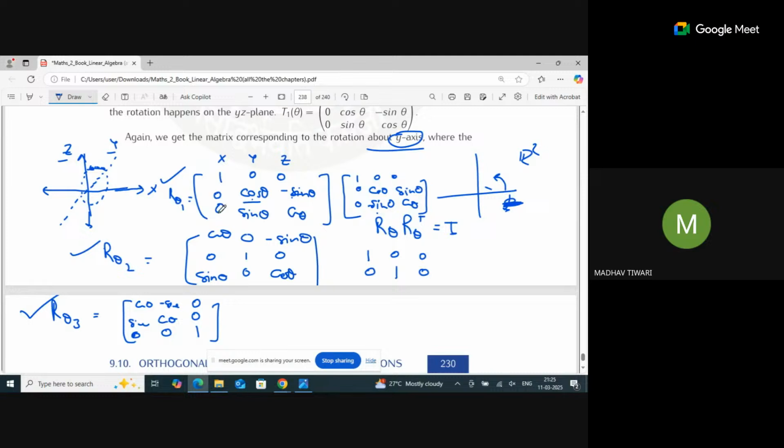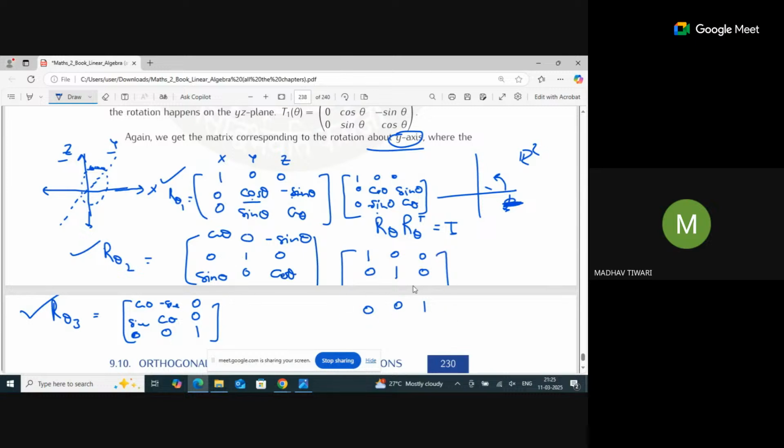Third row with first column will be 0. Third row with second column, 0 multiplied by 0 is 0, and sine theta cos theta minus cos theta sine theta will be 0. And third row with third column, sine theta multiplied by sine theta is sine square theta, and cos theta multiplied by cos theta is cos square theta. So sine square theta plus cos square theta is 1.